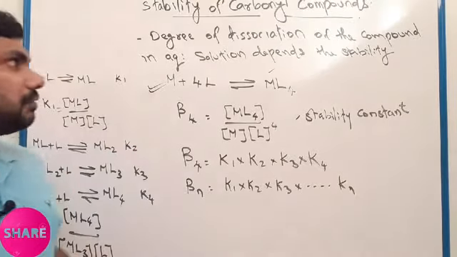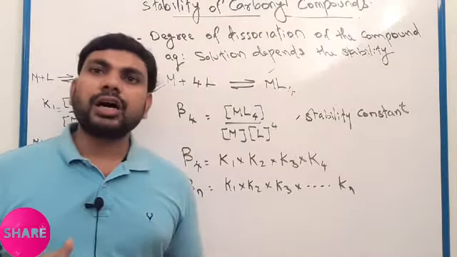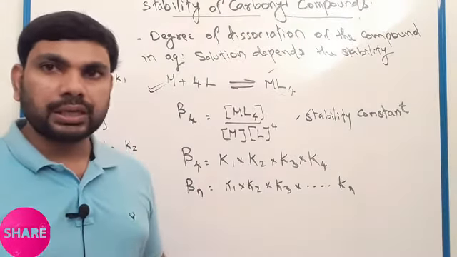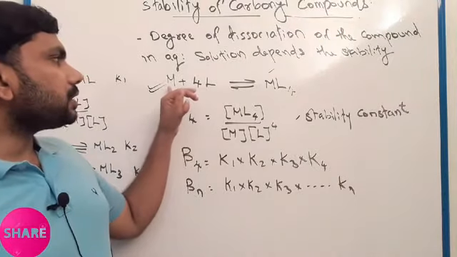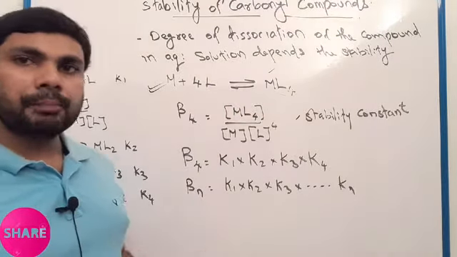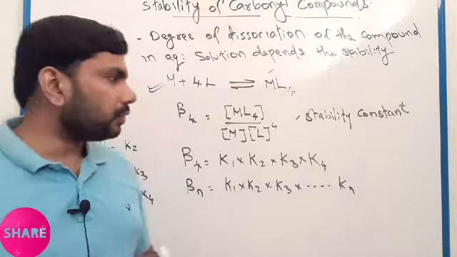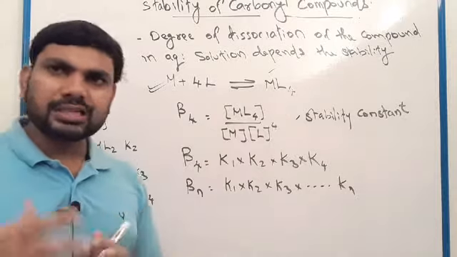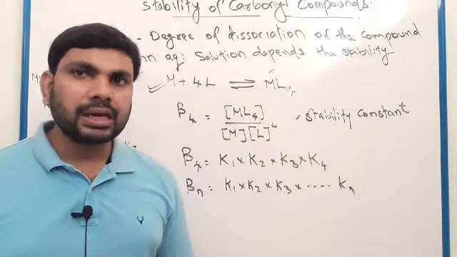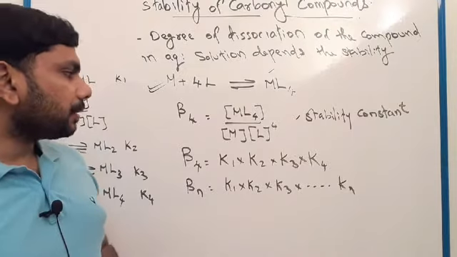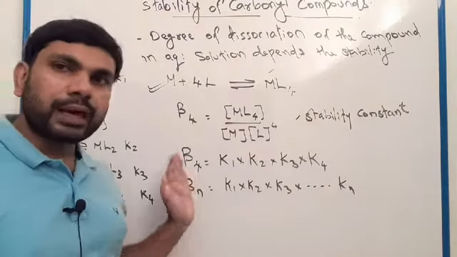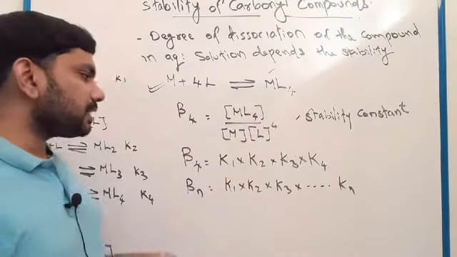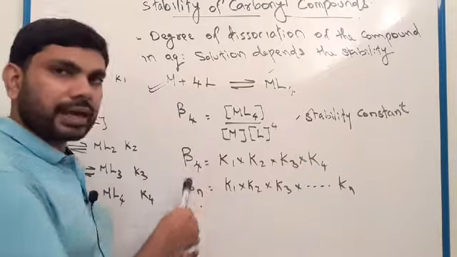Clear. So generally we say the stability of a metal compound depends on the degree of dissociation of the compound in aqueous solution. Imagine this is the formation of a compound, and here we can write down the stability constant, just like the equilibrium constant. If there are several steps, we have to multiply the stability constant of each step, then we will get the stability constant for the overall reaction.